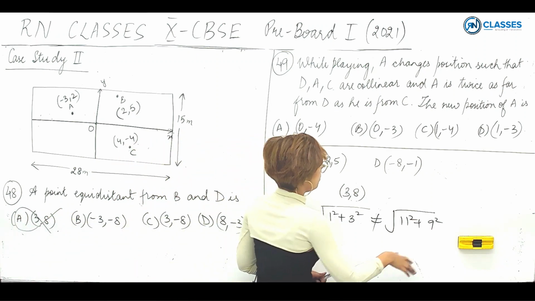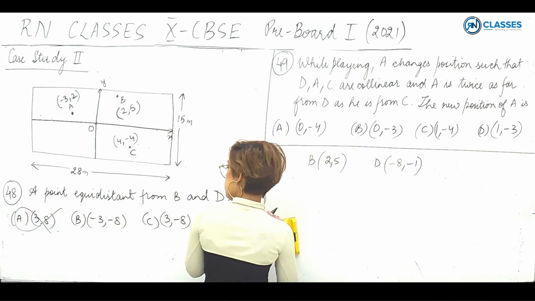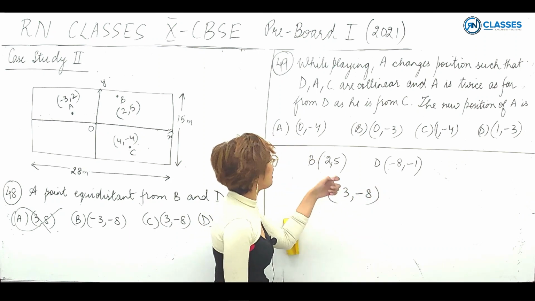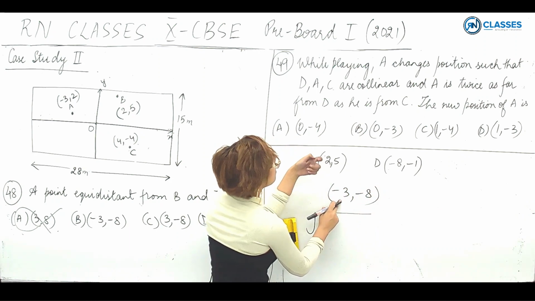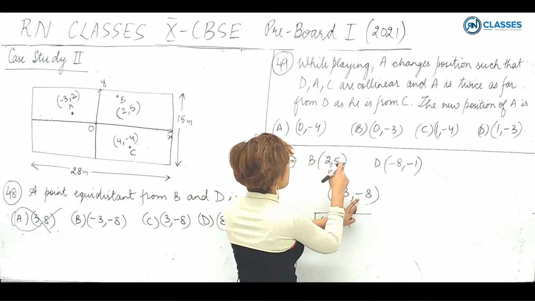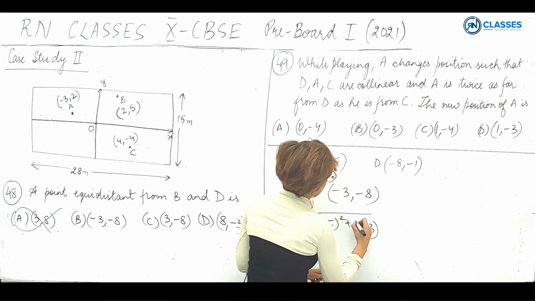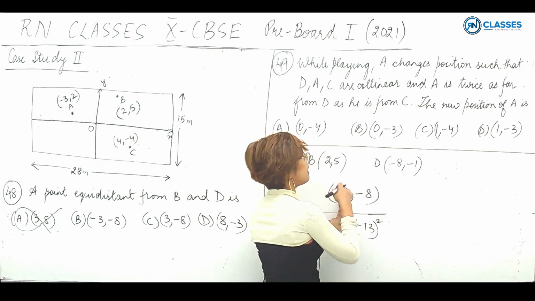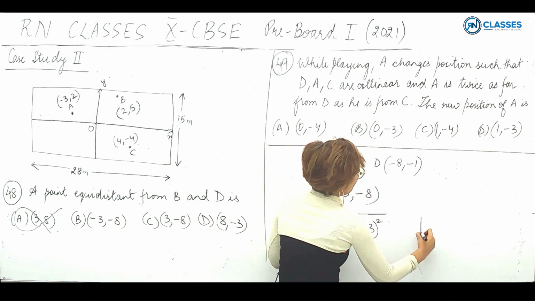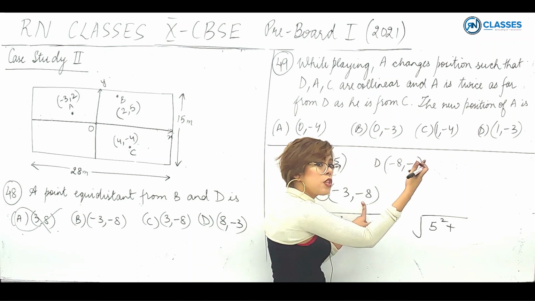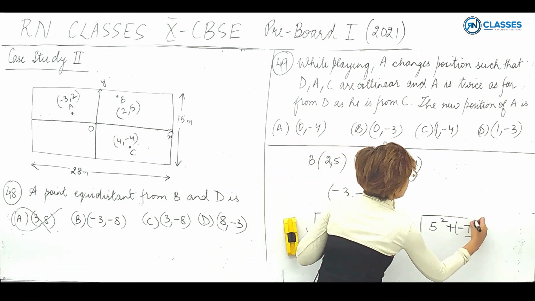Let me check option B. So, this is -3, -8. Find the distance between this point and this point. So, this is -3 minus 2, 5 whole square, plus -8 minus 5, 13 whole square. Now, the distance between this point and this point. So, -3 plus 8 will be 5, so 5 square. Plus -8 plus 1 will be -7, so -7 whole square.